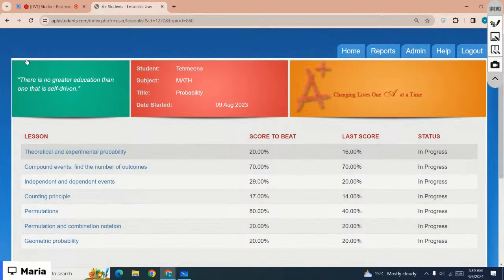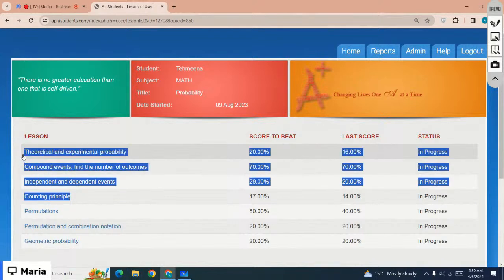So we were working on grade 10 math. The chapter we were working on is probability. The lessons we have covered today are theoretical and experimental probability, compound events, find the number of outcomes, independent and dependent events, and counting principle, right? So please make sure before the next session you complete all the practice questions for the lessons we did today. That is your homework until the next session, right?